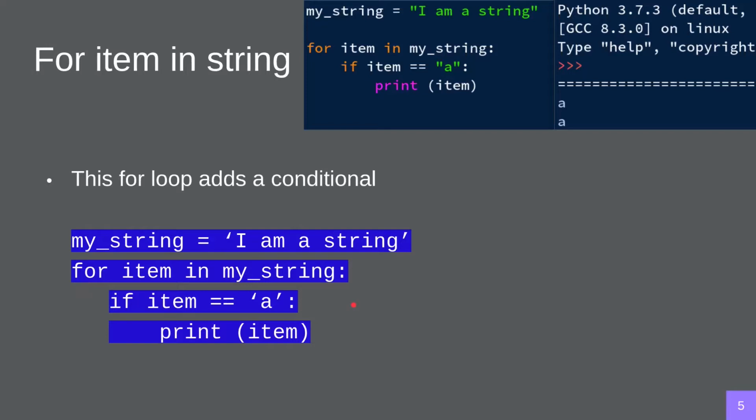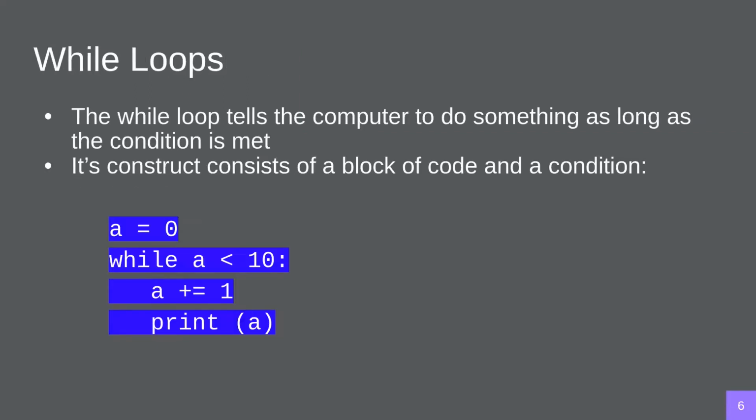The other type of loop in Python is the while loop. Here we have a while loop where we have a number, a is 0, and we're going to say while a is less than 10, so there's our condition, a plus equals 1. That's shorthand for a equals a plus 1, and then just print a.